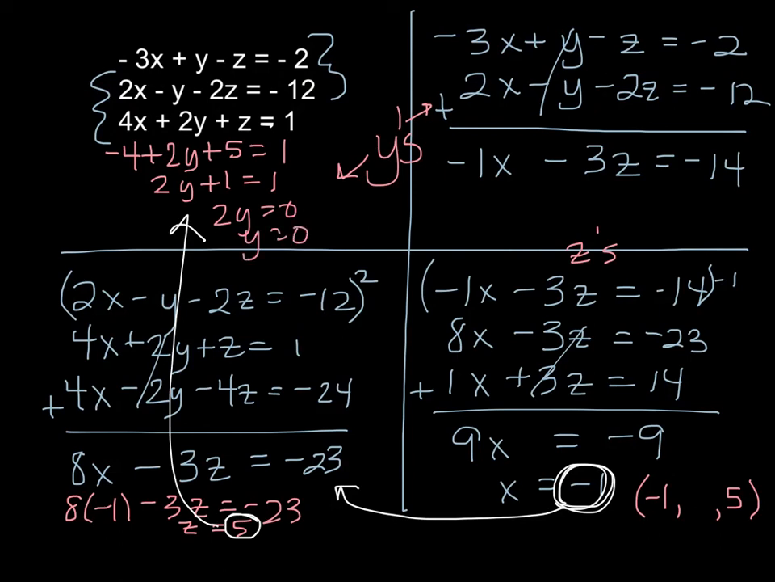I get my y to be 0. So if I come down here to my answer, I've got negative 1 for x, 0 for y, and 5 for z, giving me my solution. This one point satisfies all three of these equations.